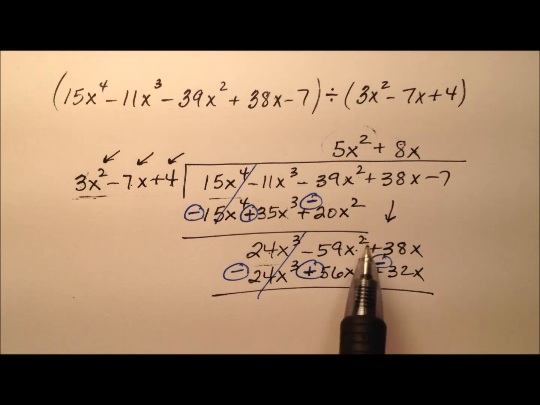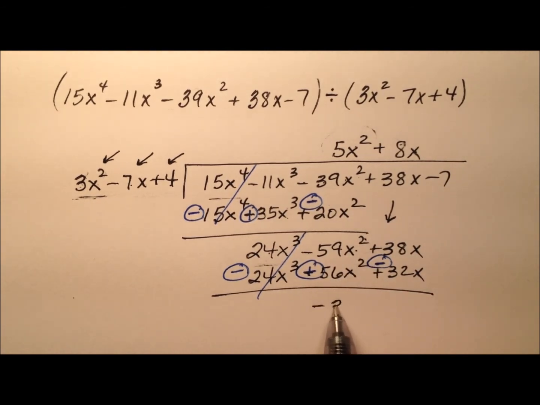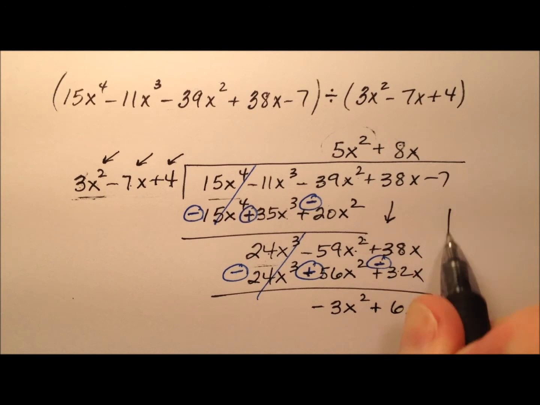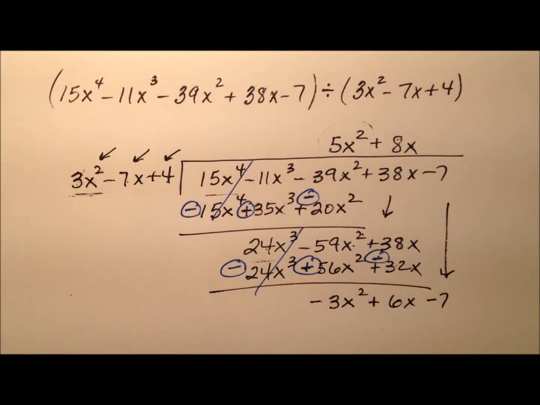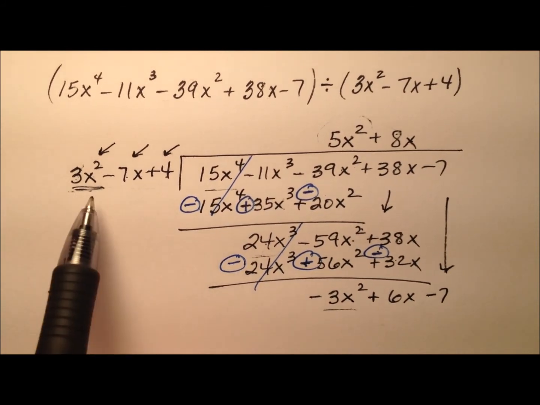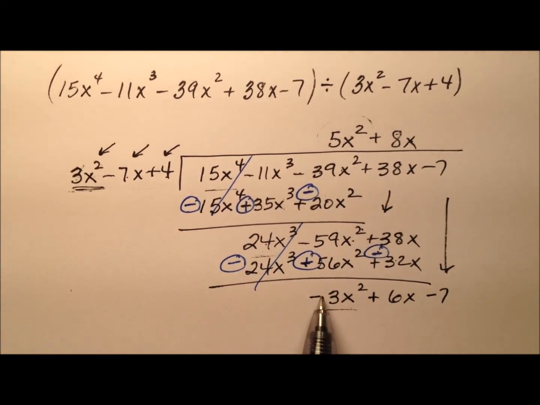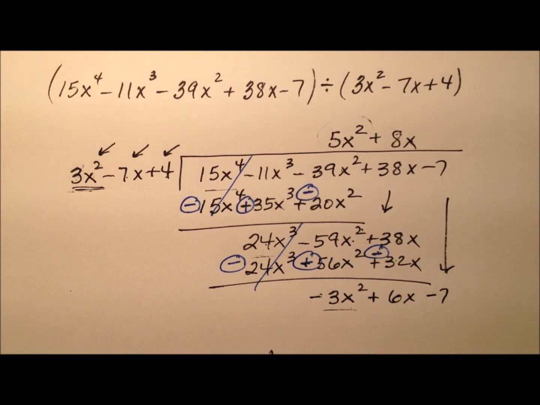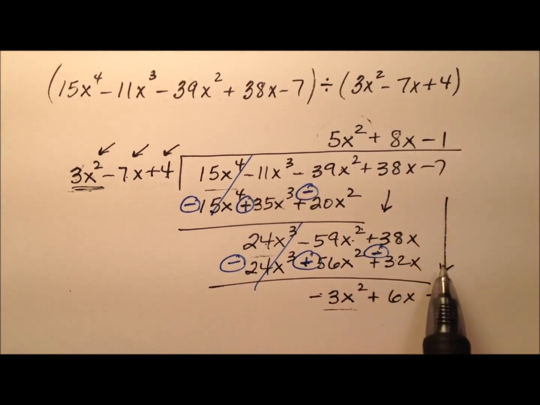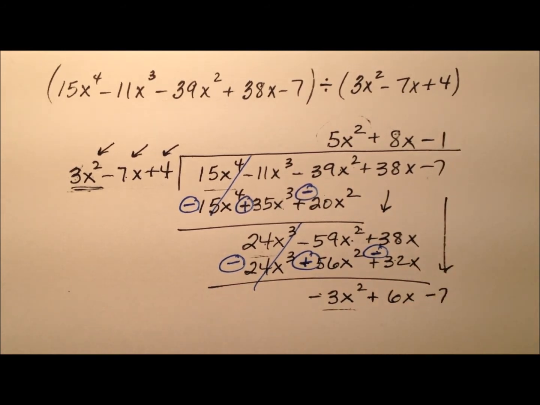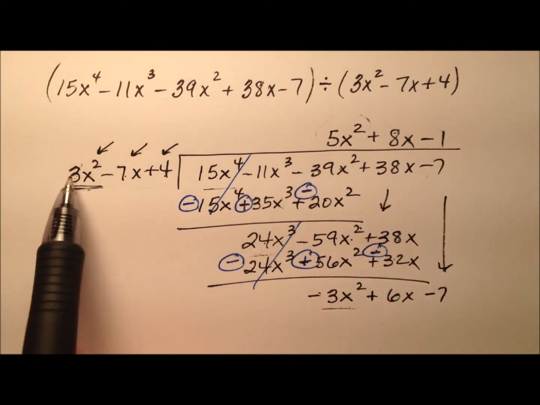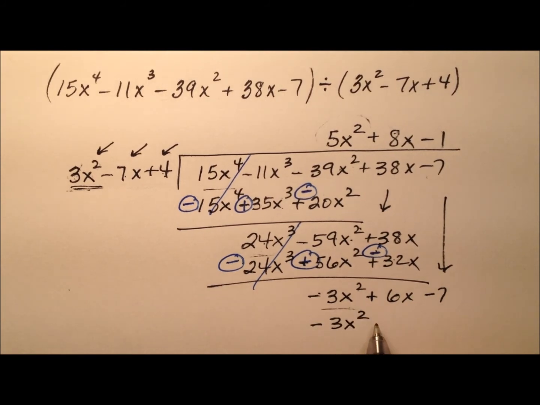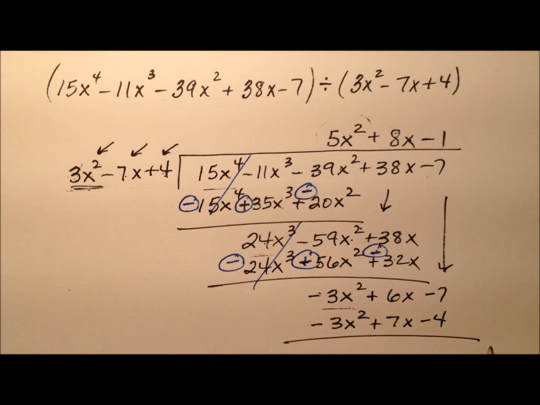So negative 59x squared plus 56x squared will leave me with a negative 3x squared. 38x minus 32x will be a positive 6x. And then let's bring that negative 7 down. All right, so first term to first term. What do I need to multiply 3x squared by to give me negative 3x squared? Well, they're the same term except this one's positive and this one's negative, so it looks like negative 1. So I'll put that negative 1. This is my constant, so I'll line it up with the constant negative 7. And then run back through. If I'm multiplying by negative 1, all I'm doing is changing the sign of these 3 terms. So negative 3x squared, positive 7x, negative 4.